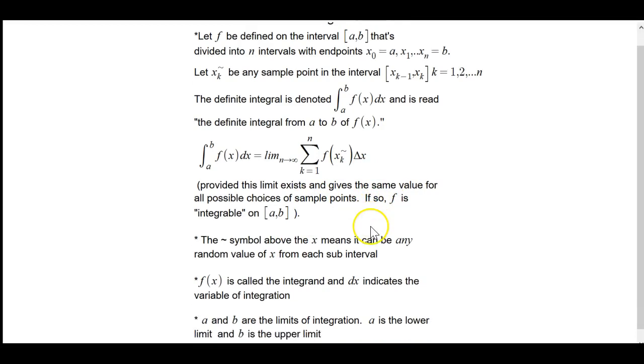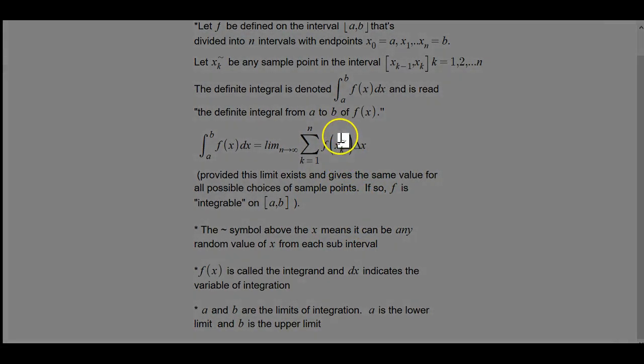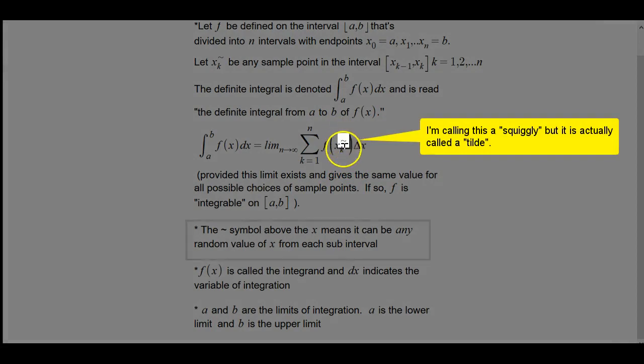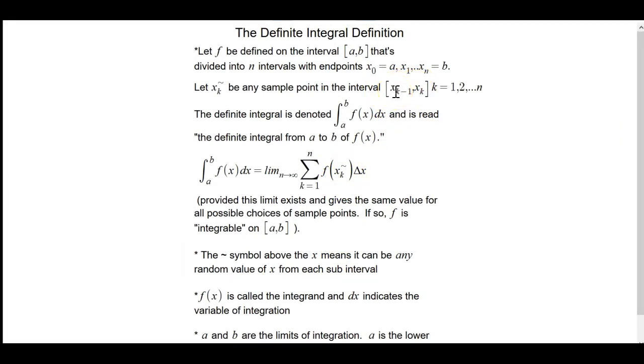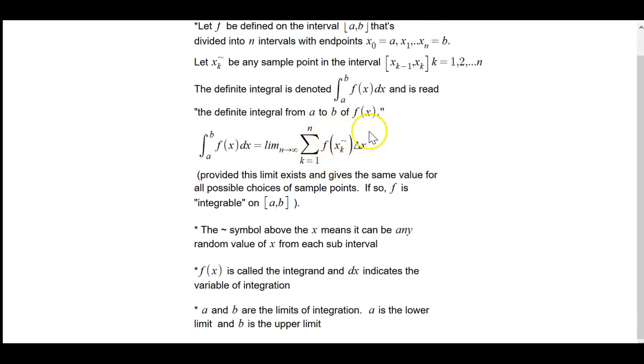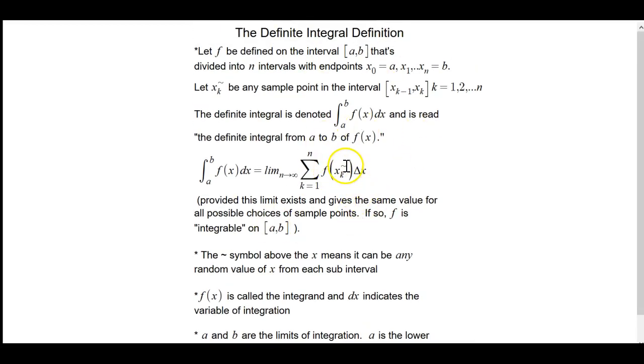There are a couple of notation things I want to show you. This little squiggly above x sub k means that I can pick any value from each of these subintervals. It doesn't have to be the right endpoint or the left endpoint or the midpoint, because these intervals are getting smaller and smaller and smaller. Those x values can change as n goes to infinity. In the text, instead of using this little squiggly, they use an asterisk for a sample value, but I'm using Desmos for these slides, and when you type in an asterisk, it turns it into a multiplication.